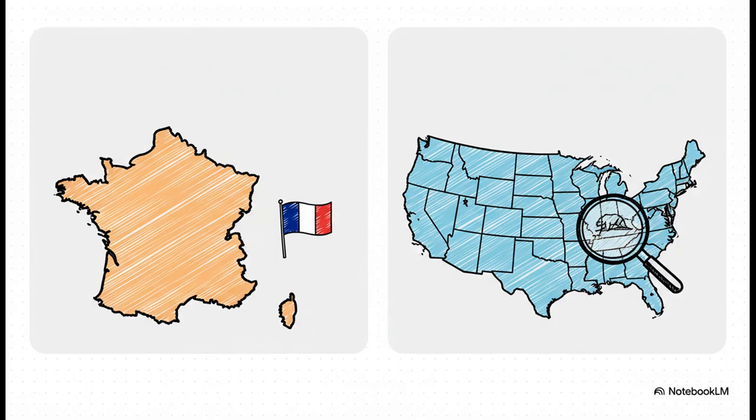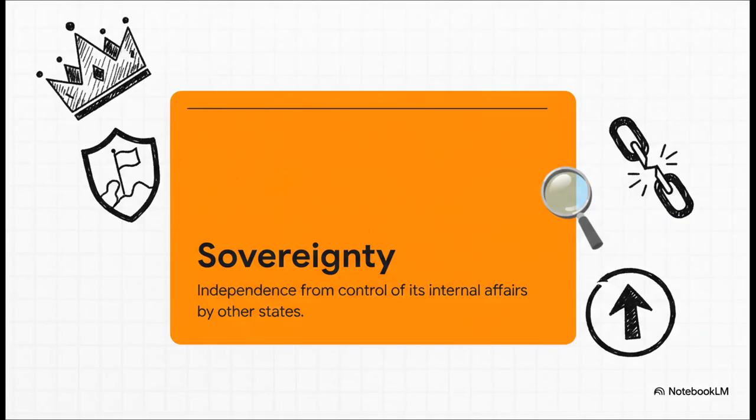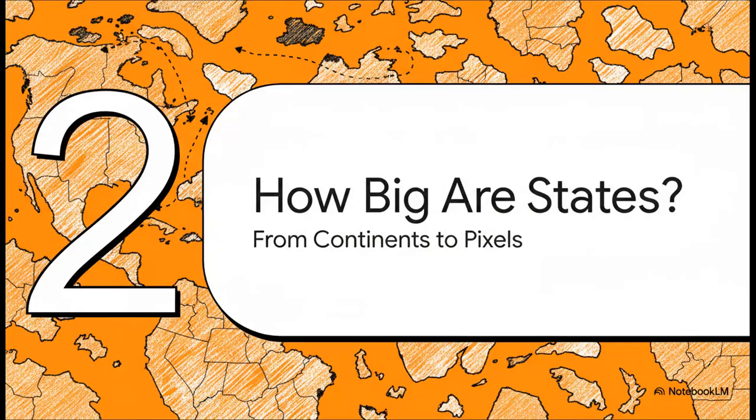Think of the 50 US states as subdivisions, pieces of a bigger puzzle that make up one single country, the United States of America. And what's the magic ingredient that makes a state a state? It's this word right here: sovereignty. Sovereignty is everything. It's the independence a state has from being controlled by any other state. It means they have the final say over what happens inside their own borders. They're the boss.